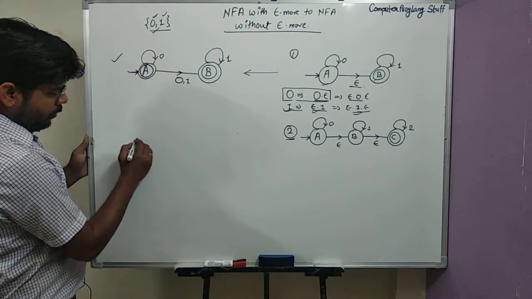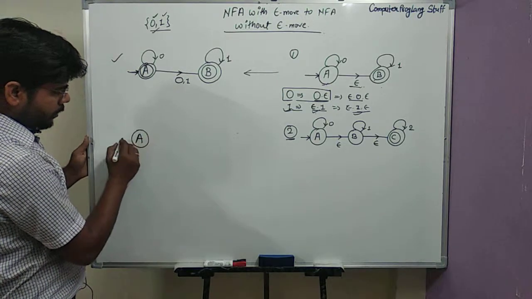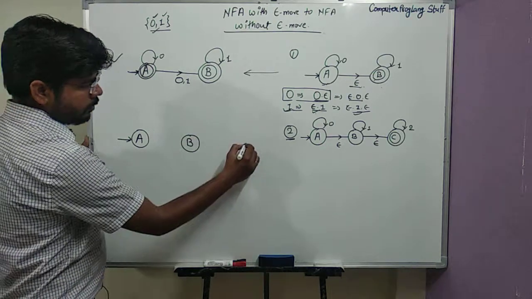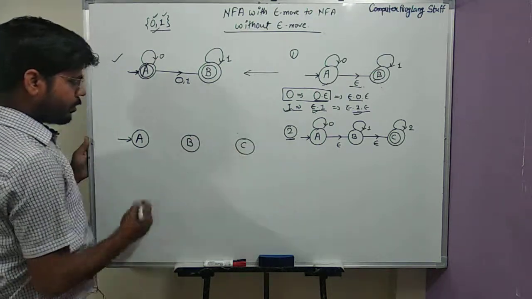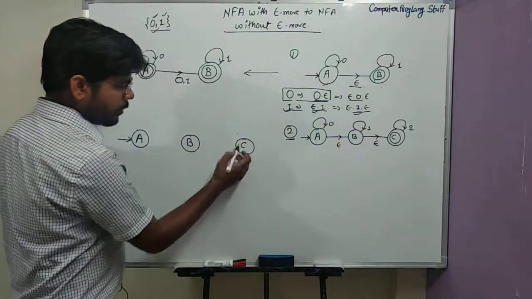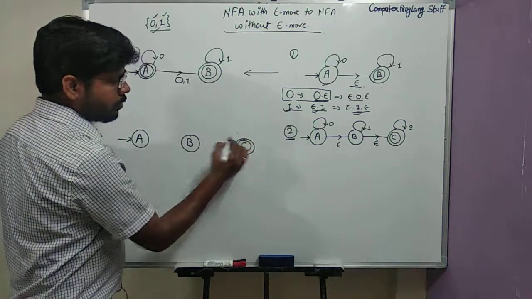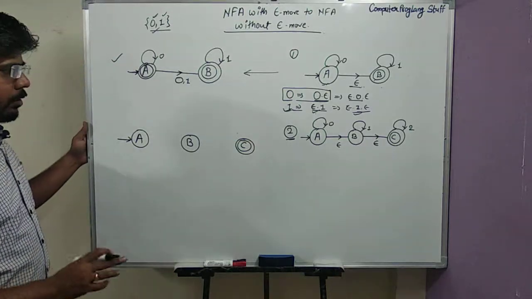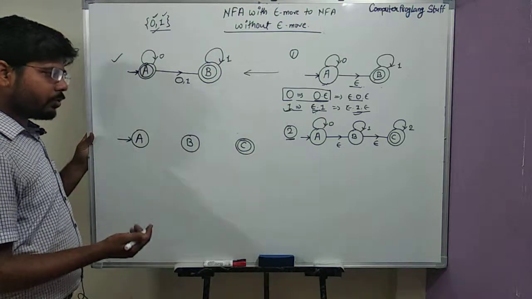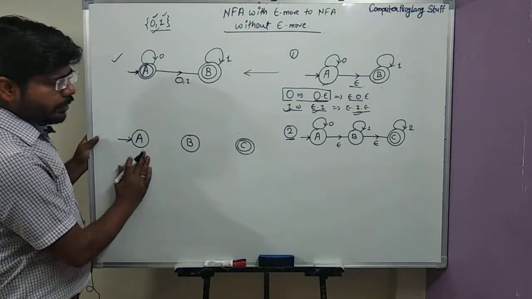See, write all the states as they are, that we have here: A, B and C. Initial state as the initial state and final state as the final state. Okay, the first step. Now the second step is making the transition. So let's make a transition from state A.